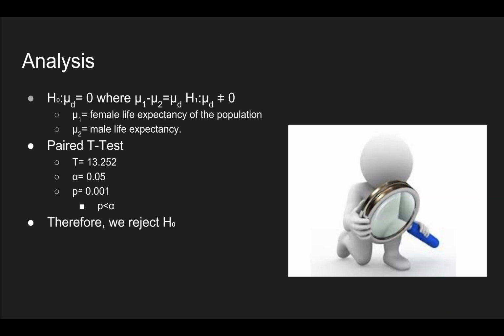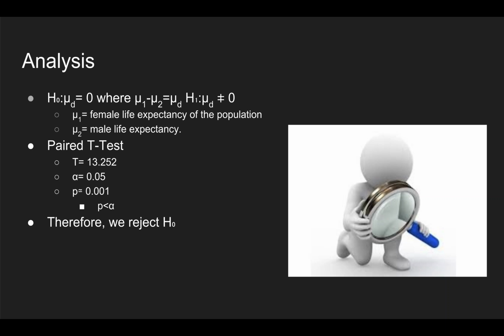Analysis. The null hypothesis is that the average difference between females and males is equal to 0, where mu1 minus mu2 equals mu-d. The alternative hypothesis is that mu-d is not equal to 0. Mu1 represents female life expectancy of the population, and mu2 represents male life expectancy of the population.